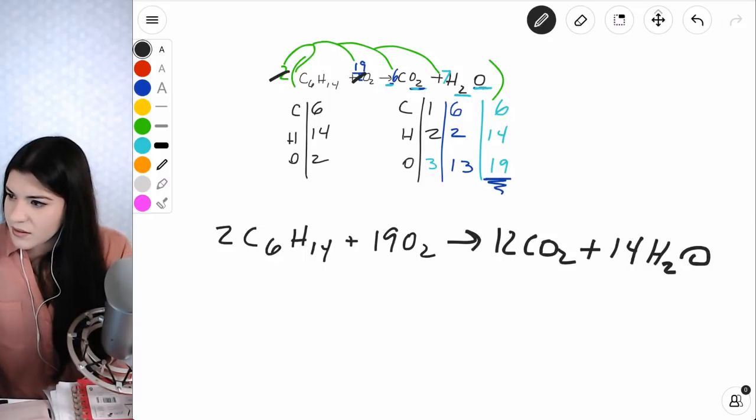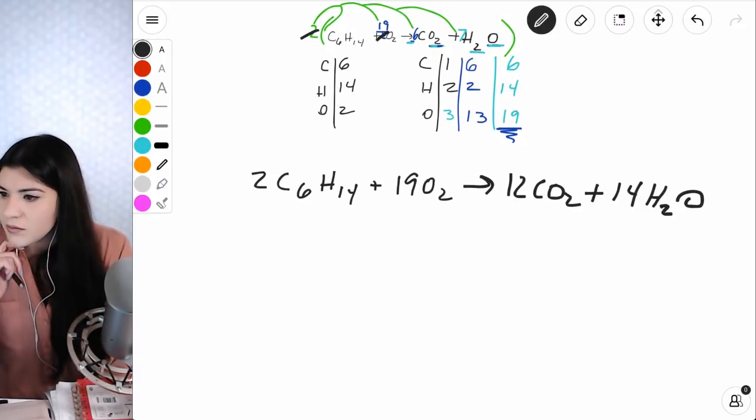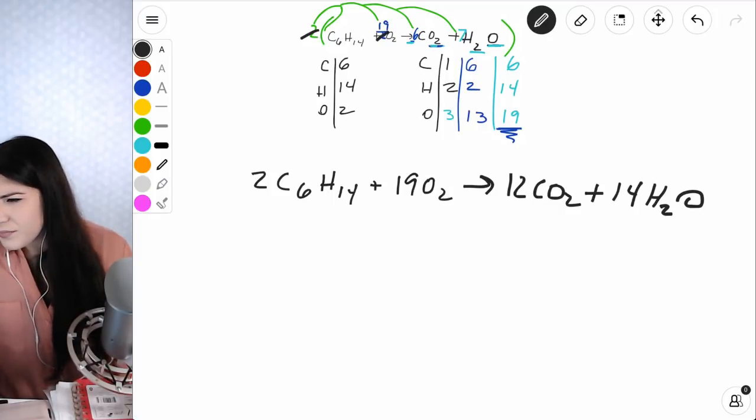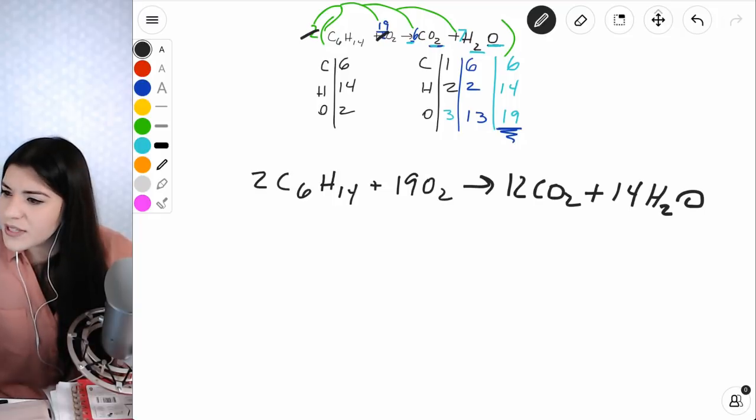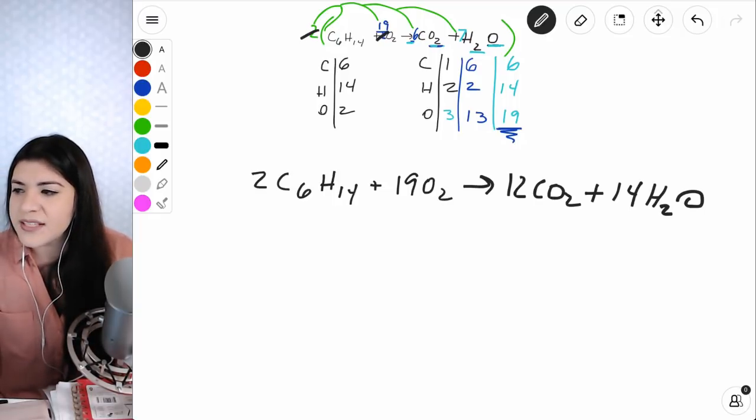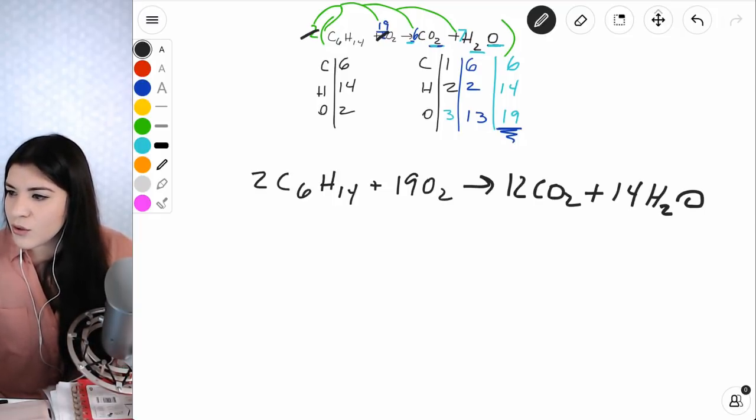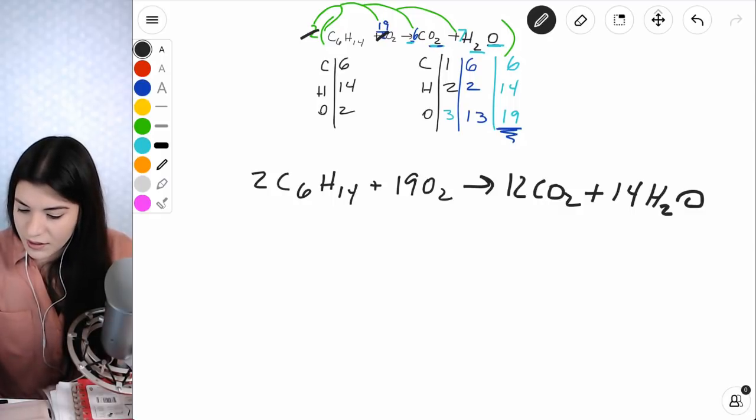Okay, and then, where was I? Okay, next one. Luisa says, can you help me on molar mass of a gas and Dalton's law? Okay, here we go.